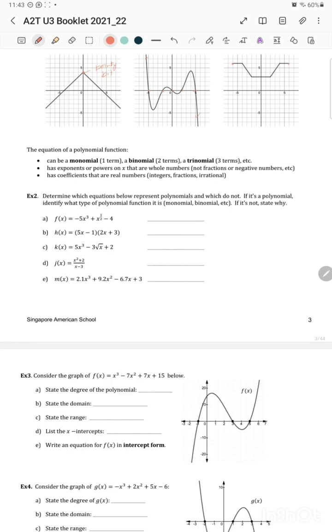If it has one term, it is called monomial. Mono means one. If it has two terms, bi means two, it's called binomial. If it has three terms, tri means three, it is called trinomial.